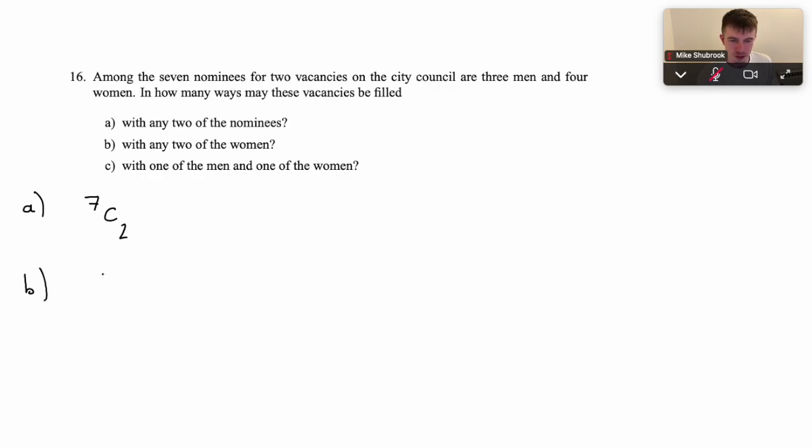Now if we're restricted to only choose the women, then we have 4 options for the women and we choose 2 of them. And then for part C, we want 1 man and 1 woman. So for the women I have 4 and I can only choose 1 of them. And for the men I have 3 and I can also only choose 1 of them. And then we multiply these together.